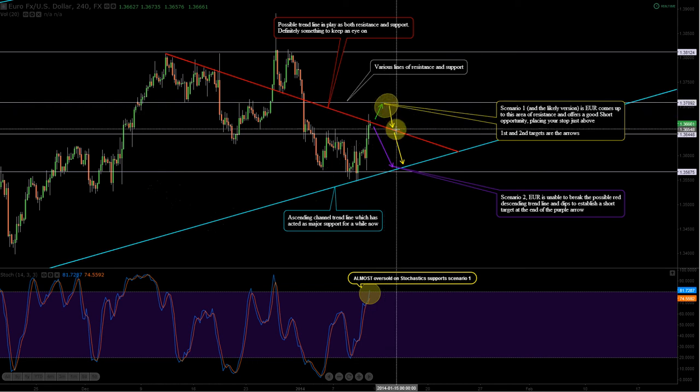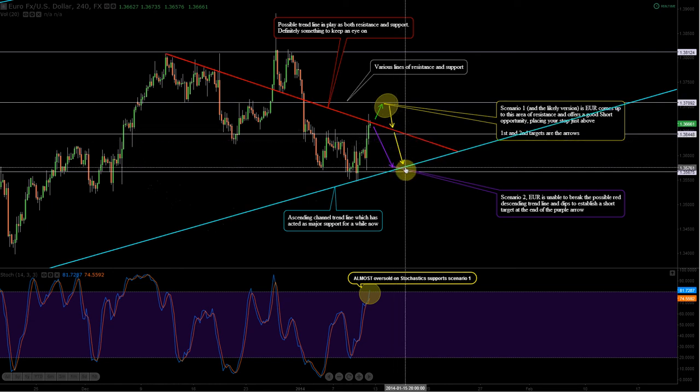My first target would be right around this area, because I do believe that this red descending trend line is in play, and it's something we definitely want to keep an eye on. That would put our first target at 136525, and our second target, ultimately to maximize profits, would be this blue ascending trend line right at around 135793, given that it follows the course of the arrows.